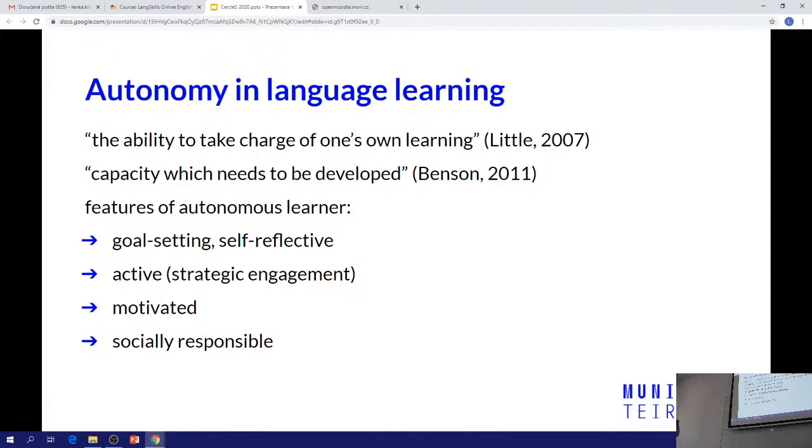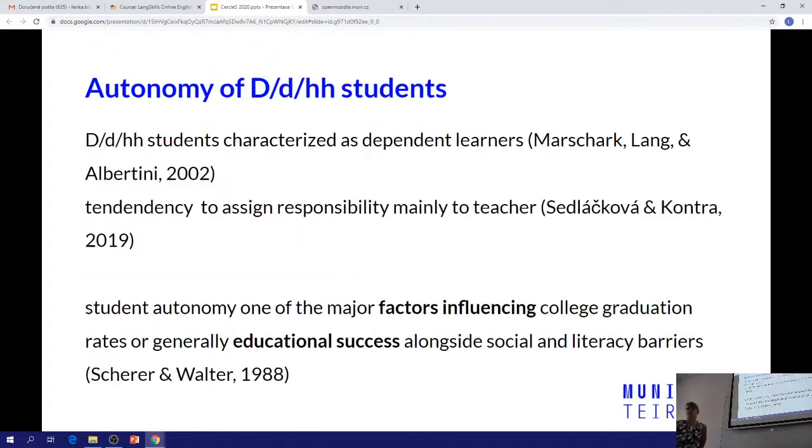I selected a few of the features of the autonomous learner, the ones that we tried to develop in the course, or focus on in the course. And apart from the obvious one, I also found in some of the definitions of autonomy the socially responsible part, which I really like, meaning that the learner is able to work independently, but also work in a team when it's necessary. And this is also something that we focus on in this presentation.